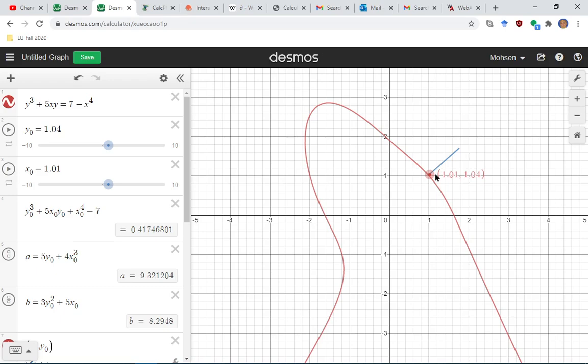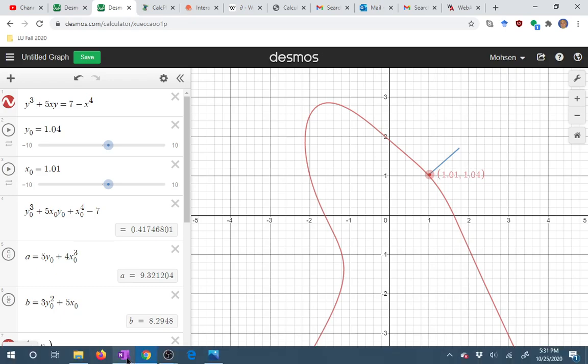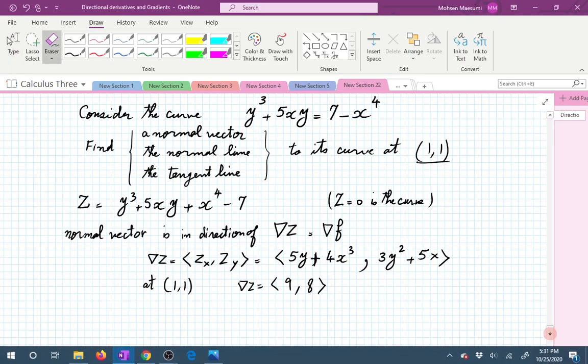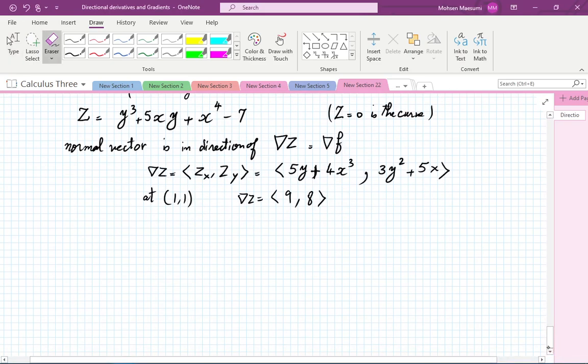Now the next question, what is the equation of the normal line? We are going to have a lot of questions like this later on. We might as well get used to this. Now, the equation of the normal line.